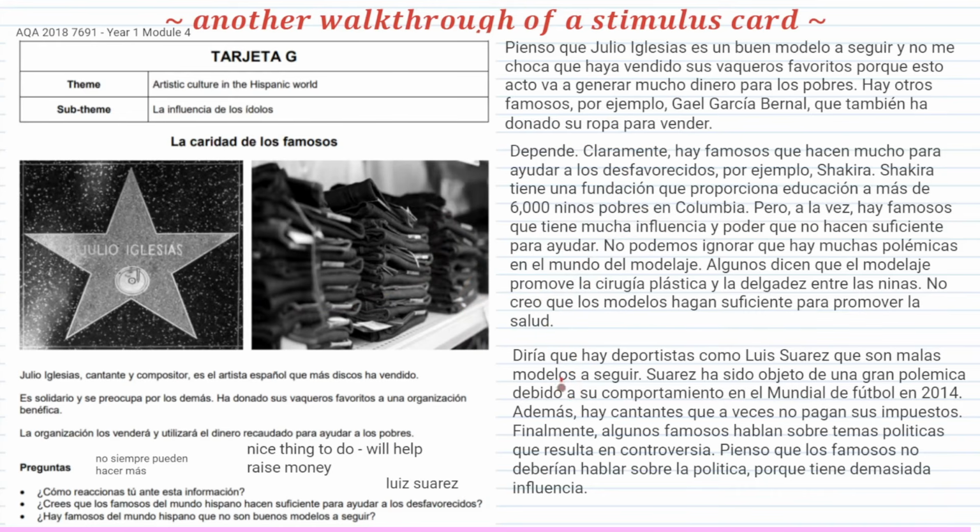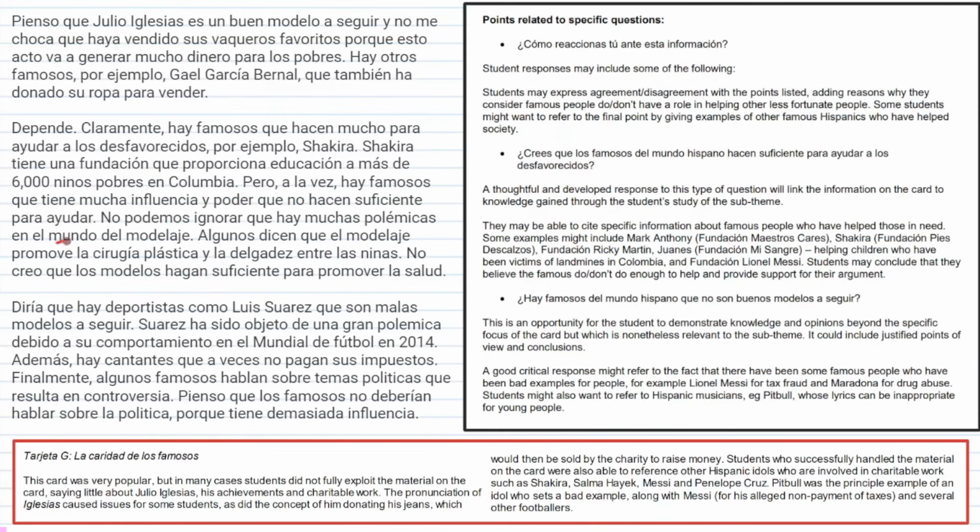Now it's time to look at the mark scheme for this photocard. Okay, straight into it. Question 1. Students may express agreement or disagreement with the points listed, adding reasons why they consider famous people do or don't have a role in helping other less fortunate people. Some students might want to refer to the final point by giving examples of other famous Hispanics who have helped society, which I did do by mentioning Gael García Bernal.